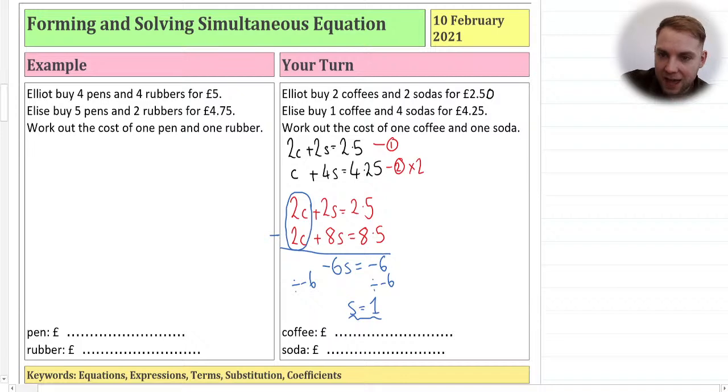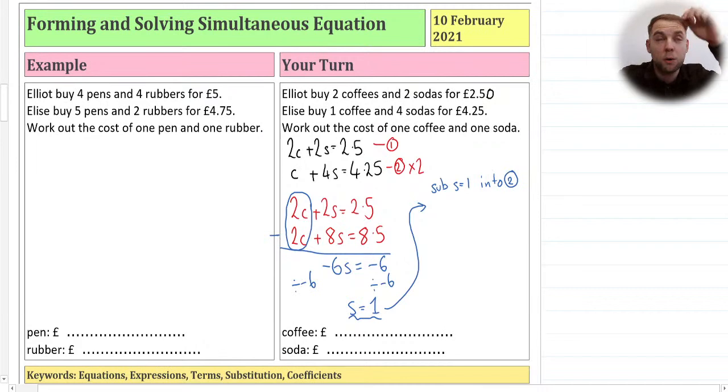I've not finished there because you need to also find out the price of the coffee. So with this one here, I'd probably sub into equation 2 just because you've got a single C there. So I'm just going to make a note of that. Sub S equals 1 into equation 2. The reason is that the coefficient of C, the number in front of C, is 1. It just makes it a little bit easier for us. So equation 2 is this.